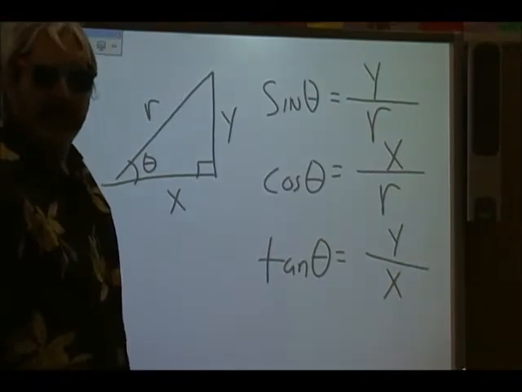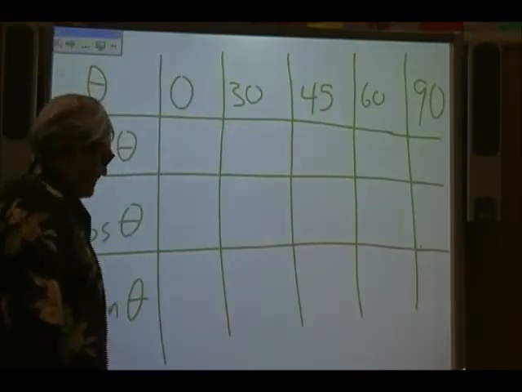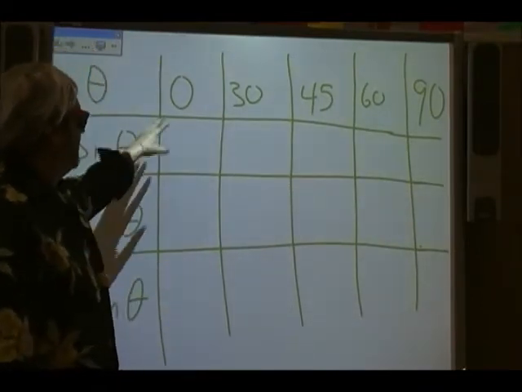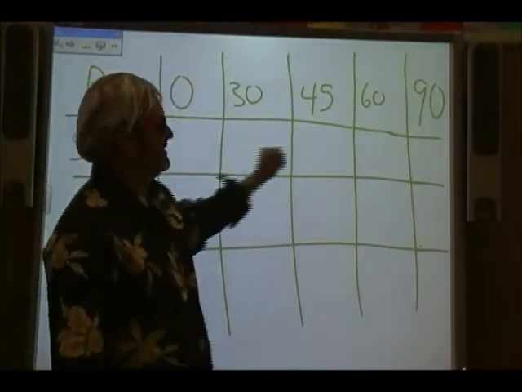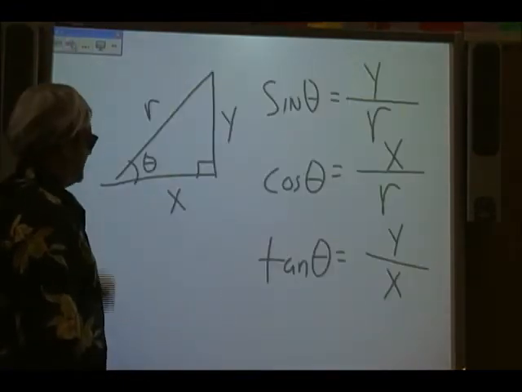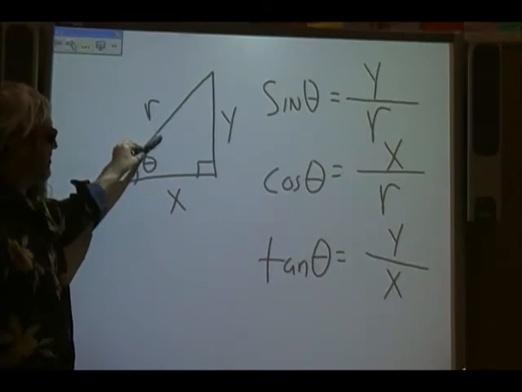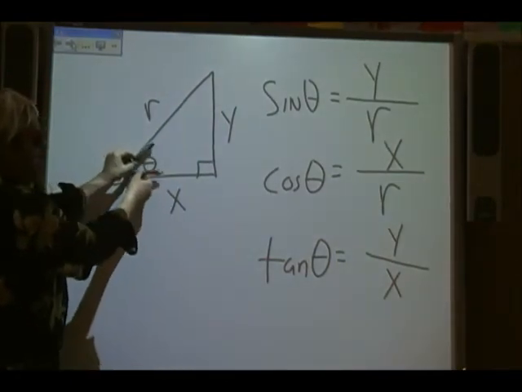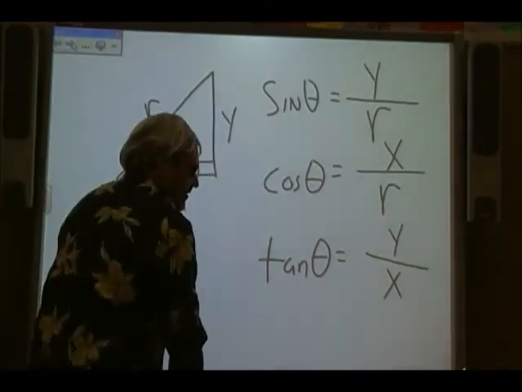So let's go back to our chart. Now remember, sine is dealing with y. So we're going to start by looking at sine of 0 and sine of 90. Watch what happens as this angle goes to 0. What is happening to the y?